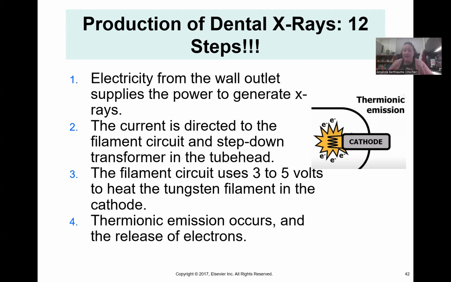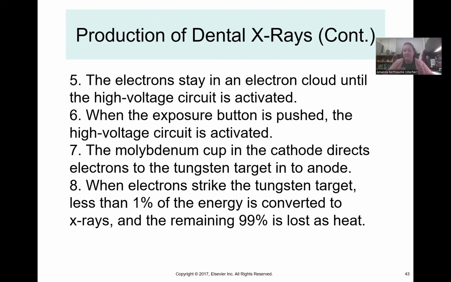Electricity from the wall outlet supplies the power to generate X-rays. The current is directed through the filament circuit into that step-down transformer and in the tube head. The filament circuit uses 3 to 5 volts to heat the tungsten filament in the cathode. Thermionic emission occurs and releases the electrons. The electrons stay in an electron cloud until the high voltage circuit is activated. When you push the exposure button, the high voltage circuit is activated. The molybdenum cup in the cathode directs the electrons to the tungsten target in the anode.